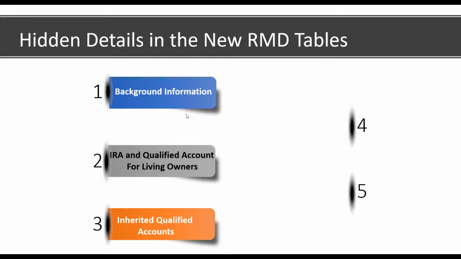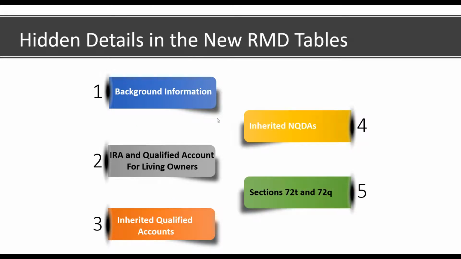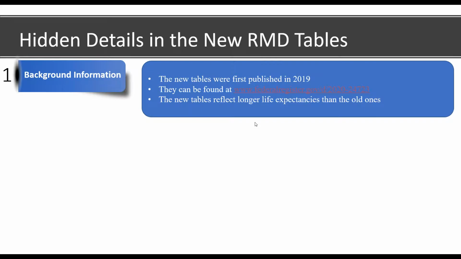Then we'll talk about inherited qualified accounts, IRAs, and qualified plan accounts. We'll talk about inherited non-qualified annuities and how the tables affect those. And then we'll touch on Section 72T and 72Q and how the new life expectancy tables might affect those kinds of calculations. So let's go ahead and get started with a little bit of background information about the new life expectancy tables and how they affect RMDs.